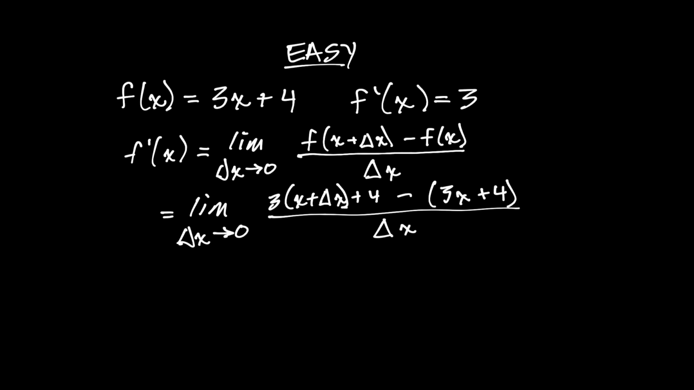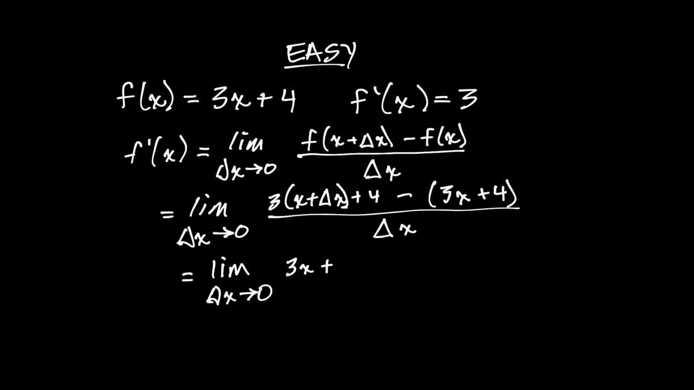So we'll go through, let's distribute here. So I'm going to distribute 3 on the x and the delta x, and then I'm going to distribute this negative sign on the 3x and the 4. So let's do it. The limit as delta x approaches 0. This is one of the pain in the neck points. A lot of students don't like to write this down, but it technically needs to be there, especially on our final exam.